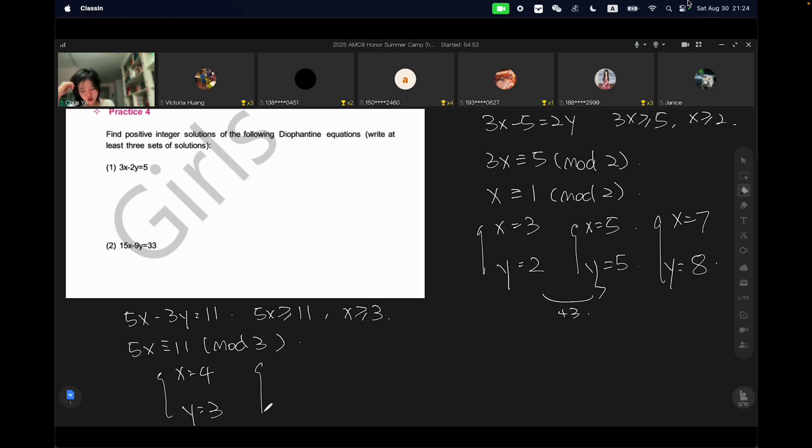Next solution, x would be 4 plus 3, so x would be 7. In this case, by plugging it back in, we realize that y equals 8. And you notice that every time y increases by 5, and using this pattern, we have x equals 10 and y equals 13. So those are 3 of the solutions, and those are the answers for the problem. Are there any questions for this concept?